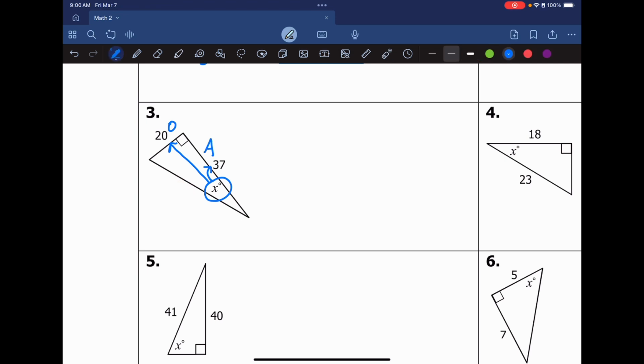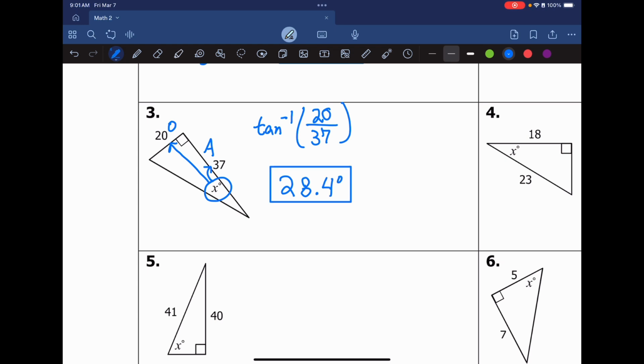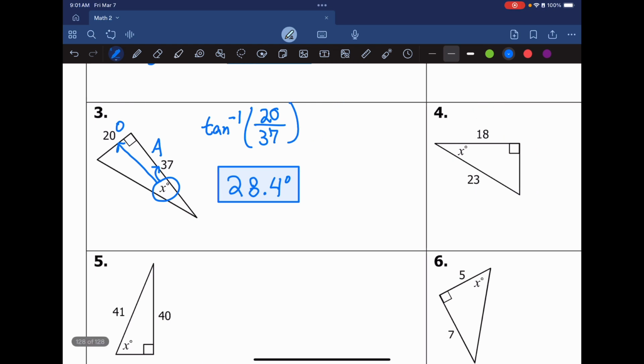So opposite and adjacent, that's going to be inverse tan. So inverse tan of the opposite side, which is 20, over the adjacent, which is 37. So 20 over 37, inverse tan 20 over 37 is going to give us about 28.4 degrees. All right, let's keep it moving.